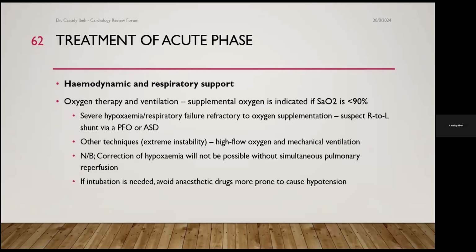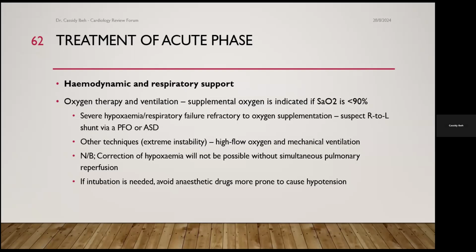Now, look at the management of pulmonary embolism. You want to approach the patient by looking at the acute phase, where the patient may need hemodynamic and respiratory support. In this case, you want to carry out oxygen therapy and ventilation. Supplemental oxygen is indicated if the oxygen saturation is less than 90. Okay. In severe hypoxemia or respiratory failure refractory to oxygen supplementation, you want to suspect a right-to-left shunt, either through a PFO or the presence of an interatrial septal defect, because the patient remains hypoxic. So we want to consider some of these factors.